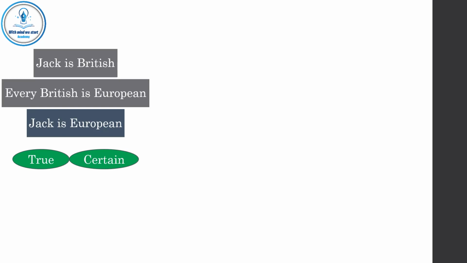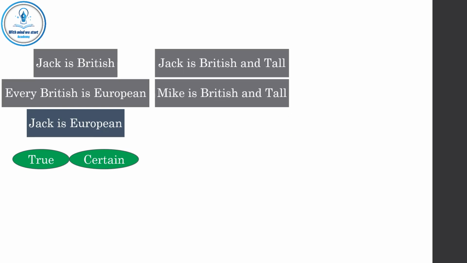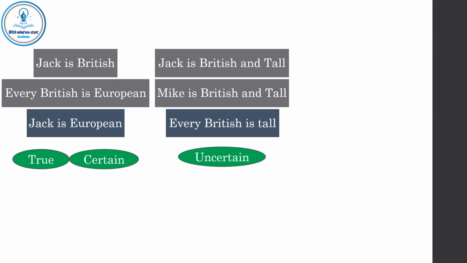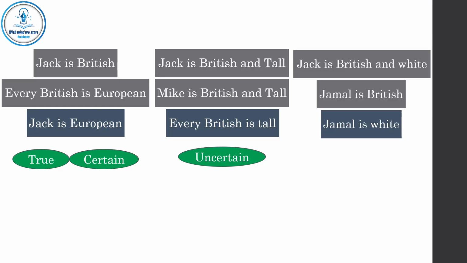The second example: Jack is British and tall. Mike is British and tall. So, every British is tall. This conclusion is uncertain. The third example: Jack is British and white. Jamal is British. So, Jamal is white. This conclusion is also uncertain. These are the three forms of evidence.